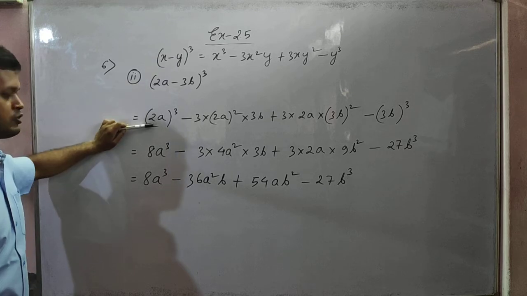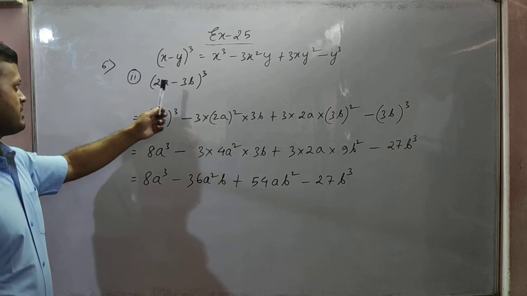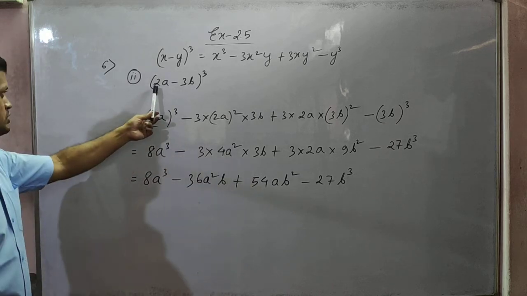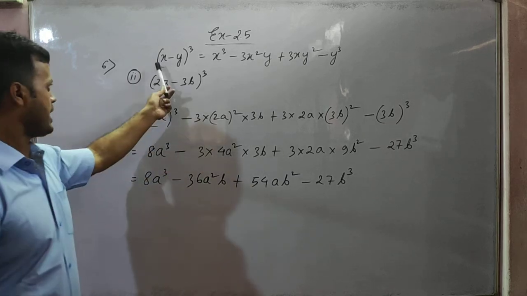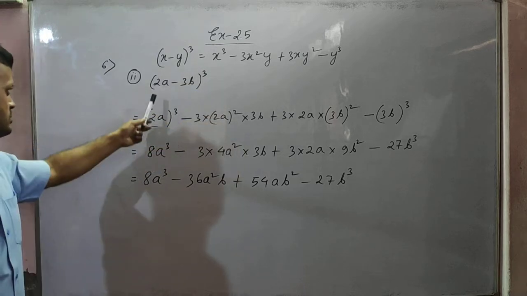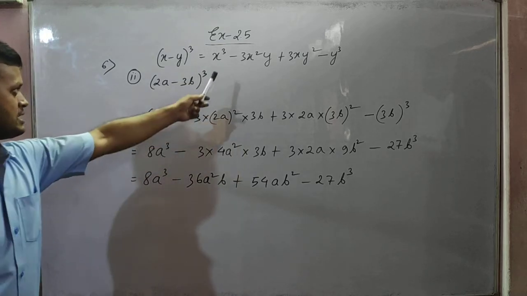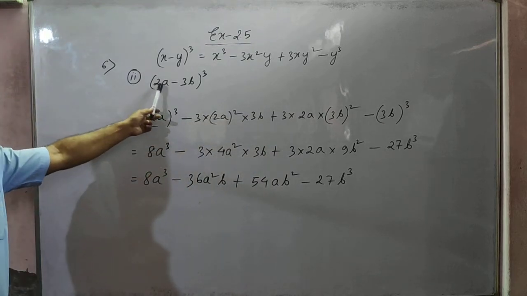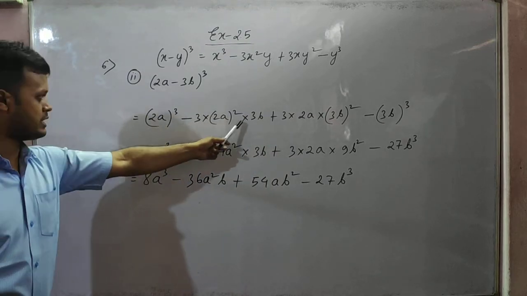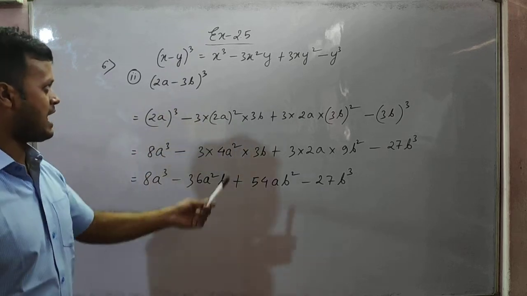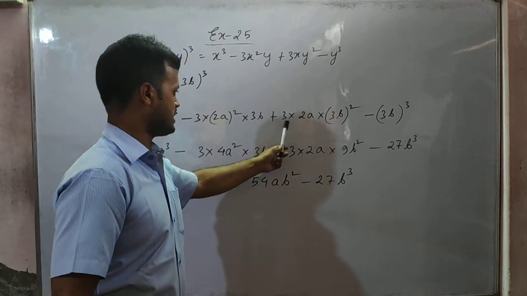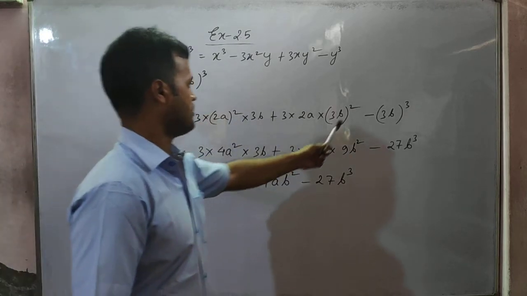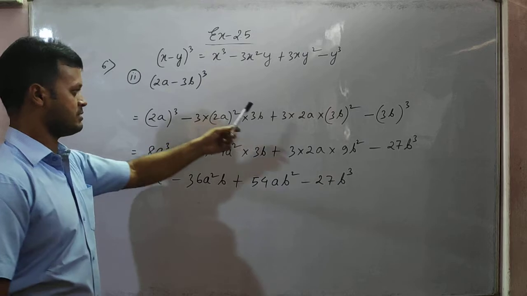So write 2a whole cube, isn't it? So this one is 2a, this one is x, and this one is y, 3b. So x minus y whole cube, first I will write x cube. So write x cube minus 3x square y, that means 3 into 2a whole square into 3b, plus 3xy square, 3 into 2a into 3b whole square, minus y cube, that means 3b whole cube.